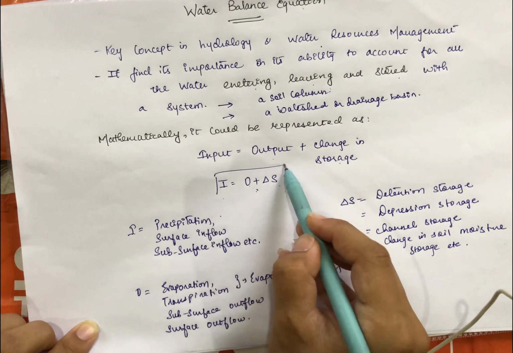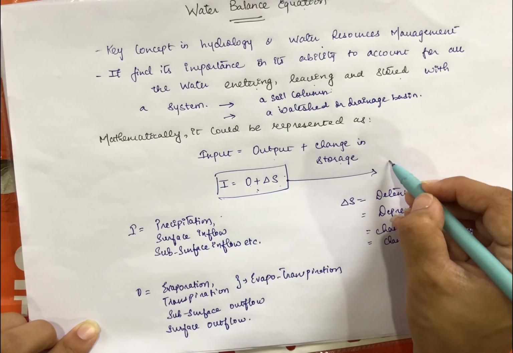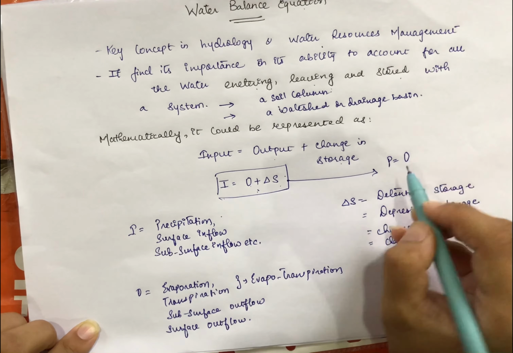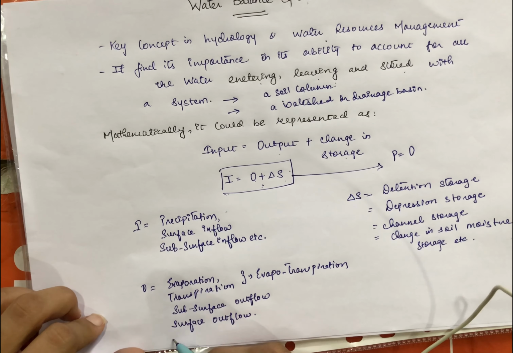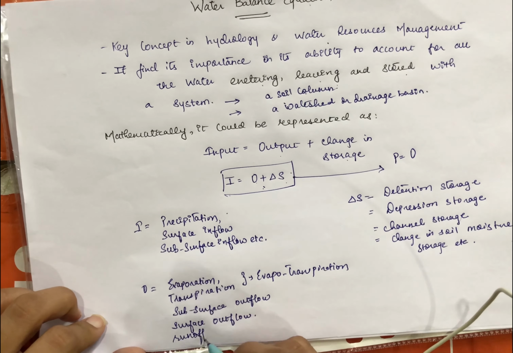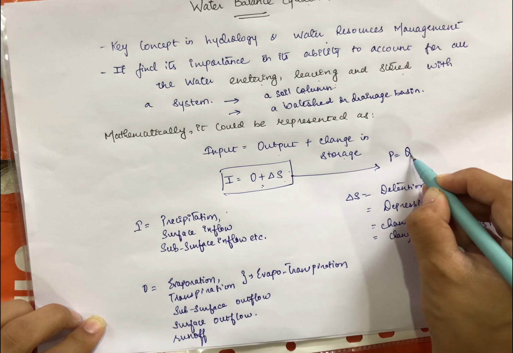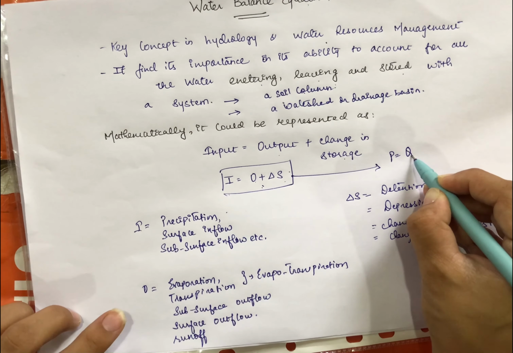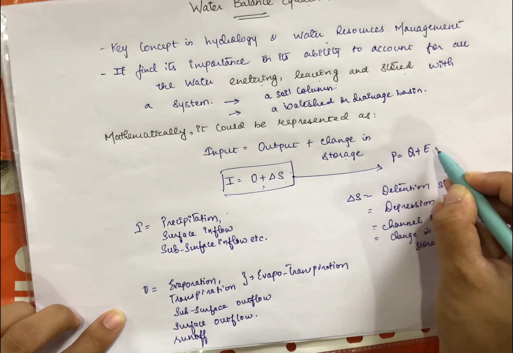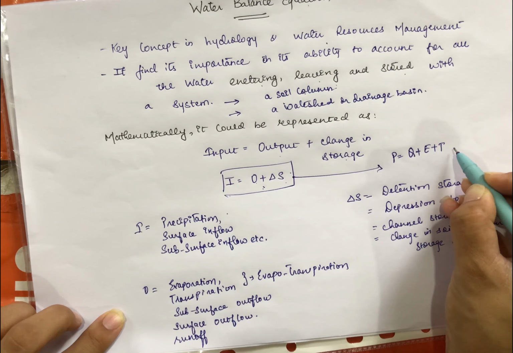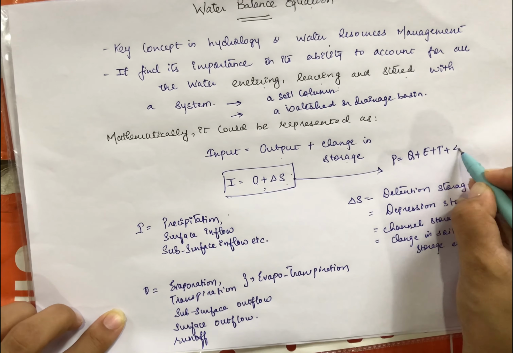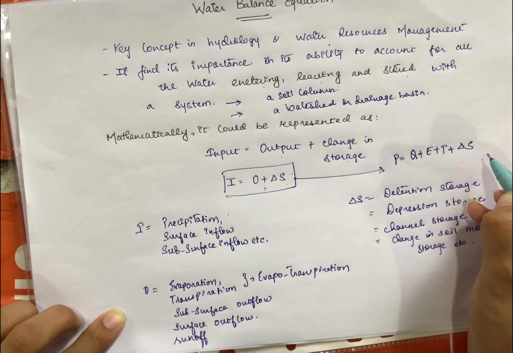I can rewrite this equation also as P = O. In case of output I forgot runoff, so runoff is also an important parameter. We can represent runoff as Q, then evaporation, then transpiration, and for the change in storage we can represent it as ΔS.